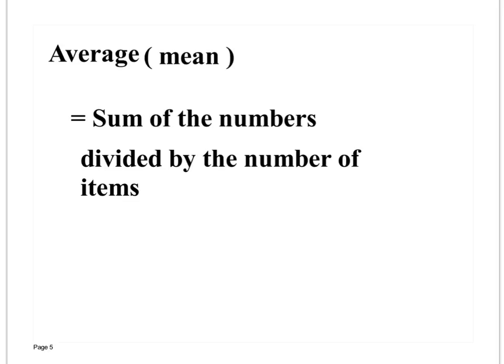So if I was to say, well, find the average of the class, we would take everybody's score, add those up, and then divide by the number of people in this class. So we add up all the scores, then we divide by the number of numbers.